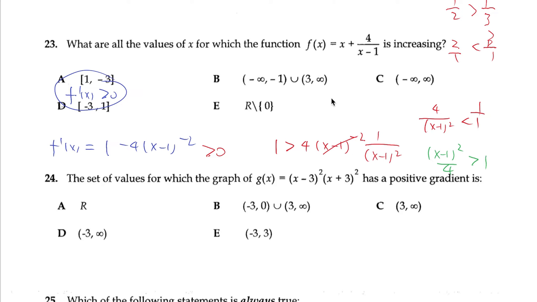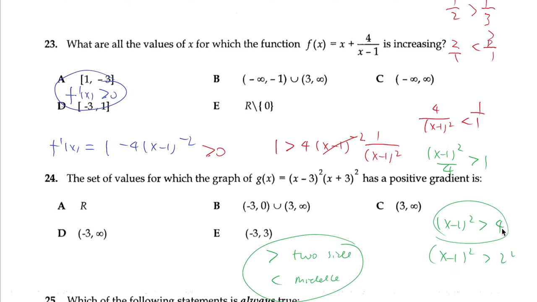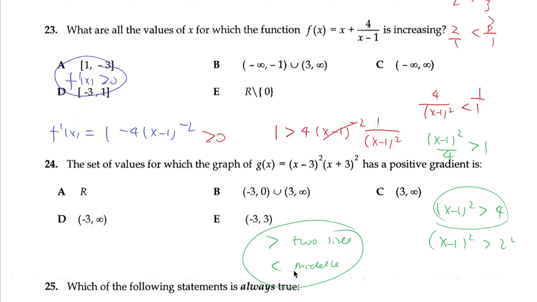Then put 4 to the other side: (x minus 1) squared is greater than 4. We talked about this one before, right? (x minus 1) squared is greater than 2 squared. Greater than is two sides, less than is in the middle. We talked about this last session. So x minus 1 would be greater than 2, or x minus 1 is less than minus 2.